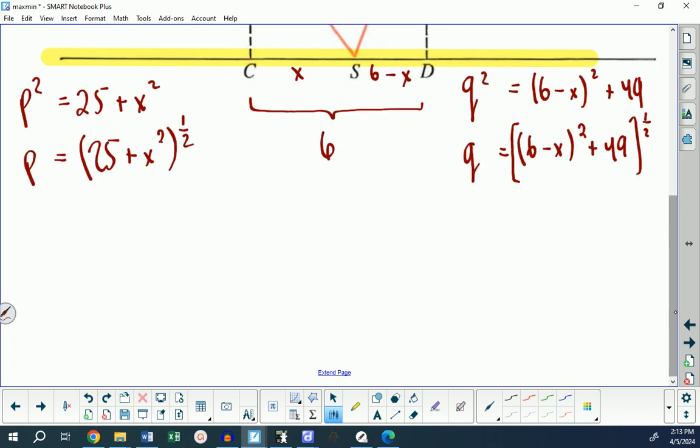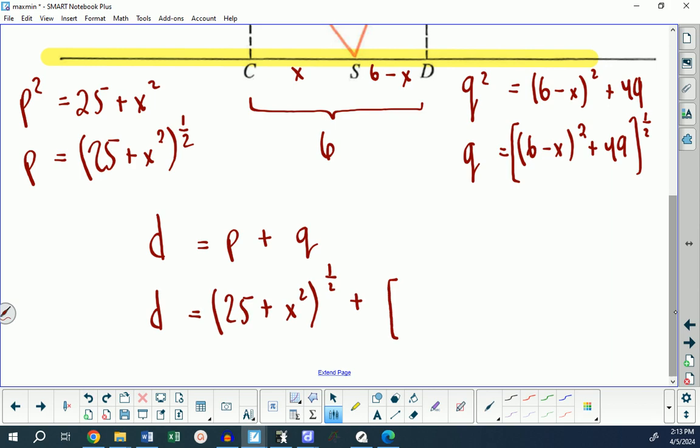Hypotenuse squared equals other squared plus other squared. And that means that the total distance, I'm just going to choose to call it d, which we want to minimize, is the sum of p and q. I'm not sure you have to write p plus q. You could just go (25 plus x squared) quantity to the 1/2, plus ((6 minus x) squared plus 49) quantity to the 1/2. Now, I'm torn here, and I really don't know the answer to this question that I'm thinking.